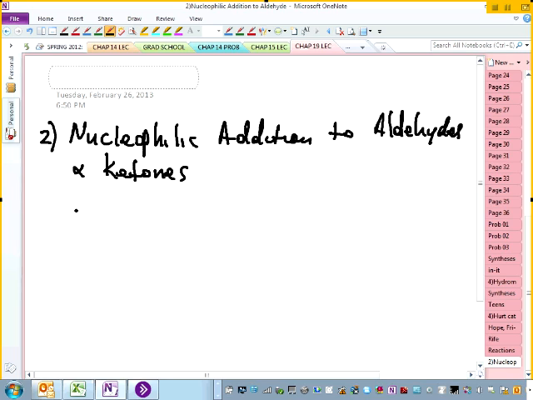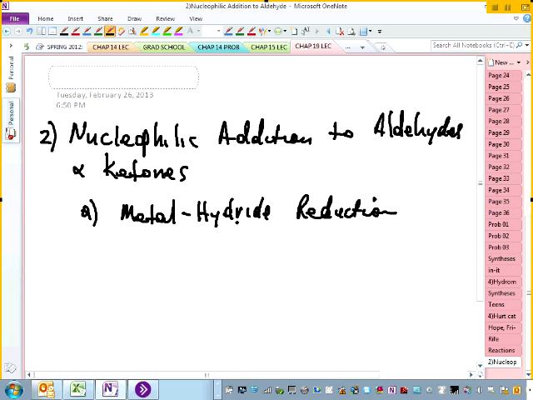For example, we have reduction, metal hydride reduction. Let me call this, since we have two H. In this case, if you take an aldehyde, now what is a metal hydride, by the way? You guys know what the metal hydride reagents are? Yes, sodium borohydride and lithium aluminum hydride, okay?